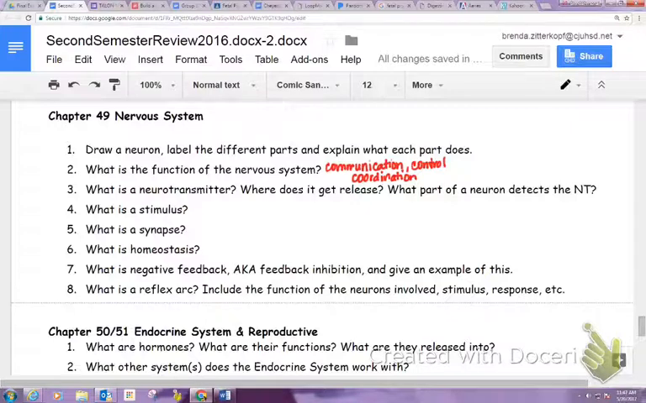So we talked about neurotransmitters, and they get released from the ends of the axons. The dendrites detect the neurotransmitters. A stimulus is something that excites your neurons. Okay?